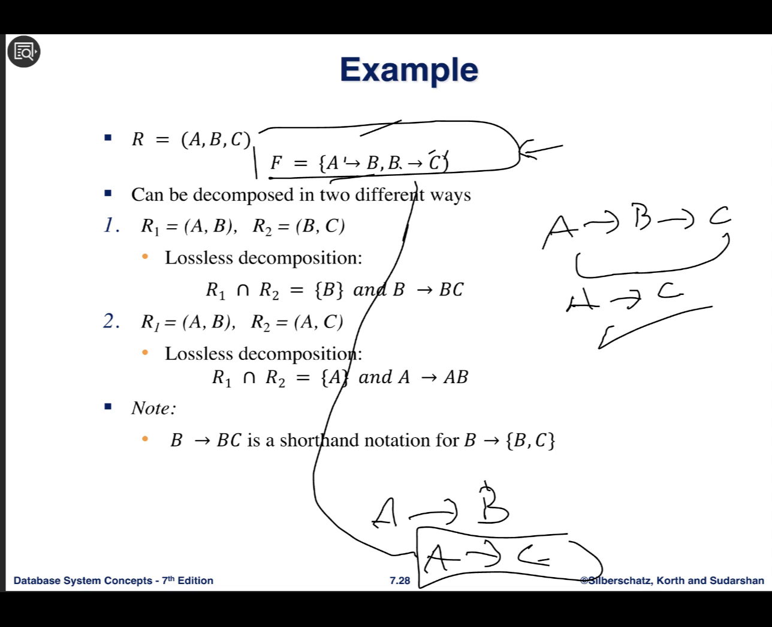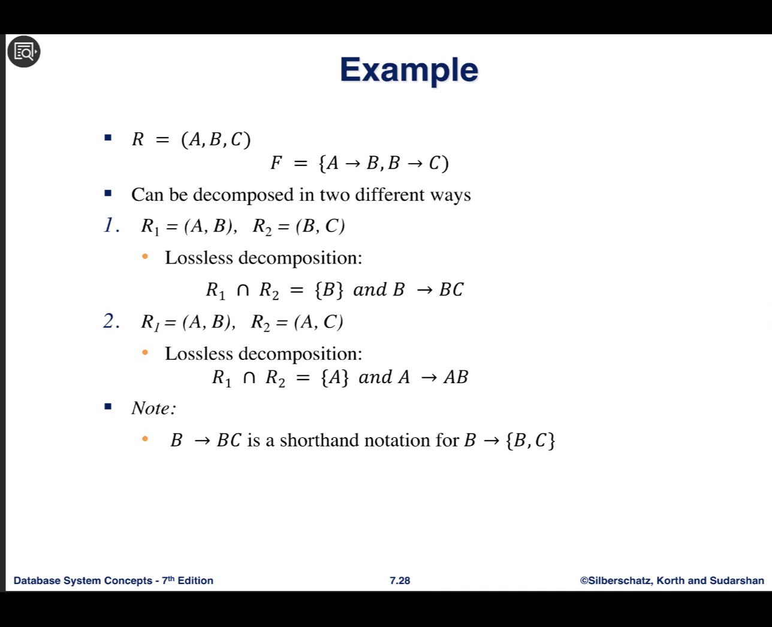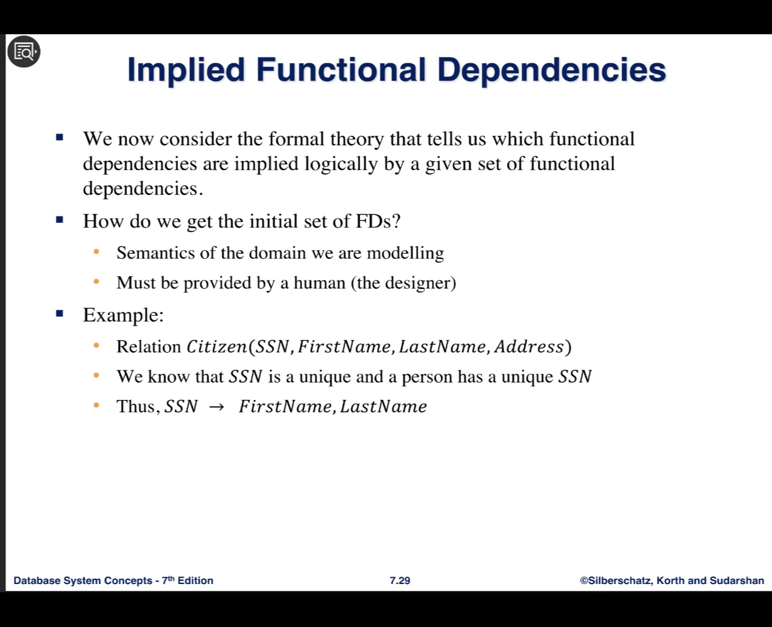How can you do that? I need to rely on whatever function dependencies are provided. Now I'm going to show you how we can derive a new, additional set of function dependencies. We call these the implied function dependencies. Okay?